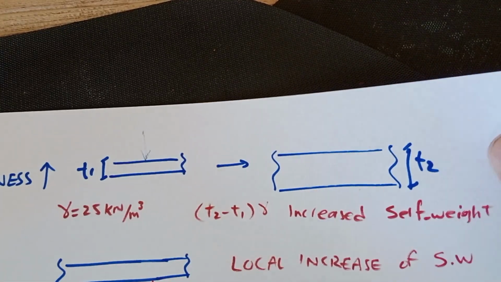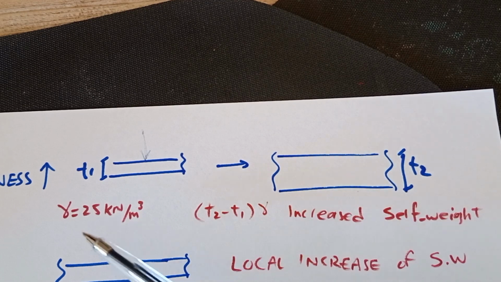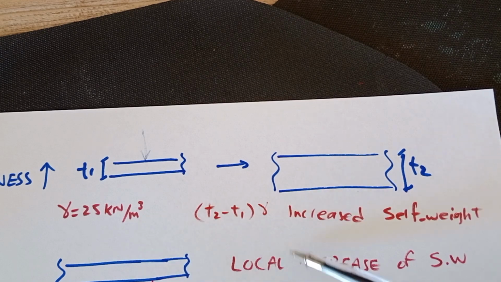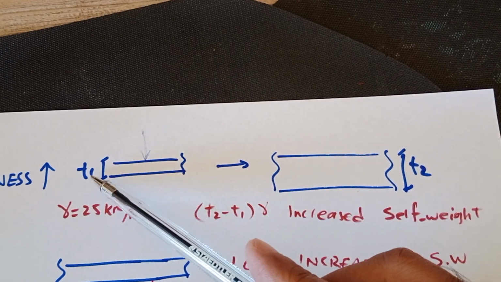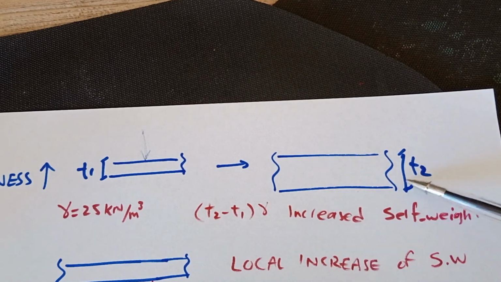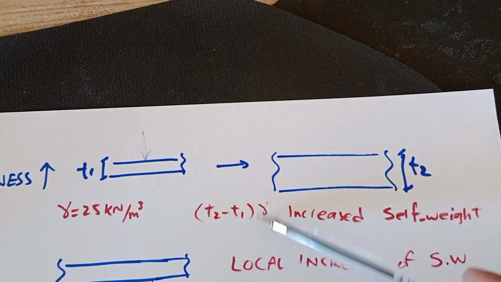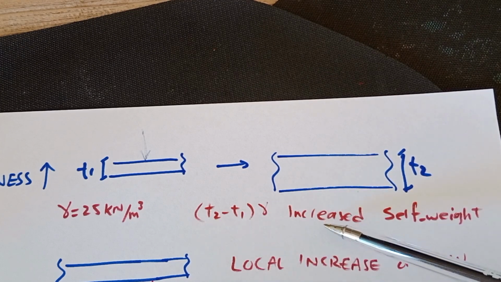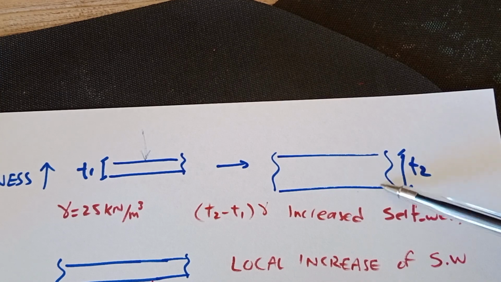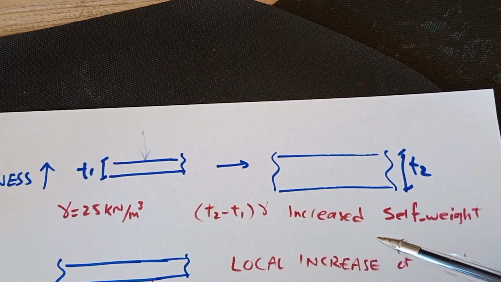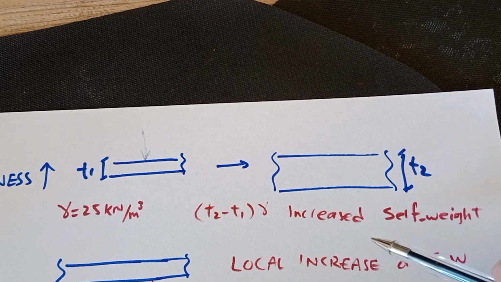But remember, the concrete density is about 25 kilonewton per cubic meter. It means that when we increase the thickness from T1 to T2, we will increase the self weight of the concrete by (T2 minus T1) times gamma. It is a huge load. Let's say in the case of just a 100 mil increase, it will be 0.1 times 25. That means 2.5 kilonewton per square meter, or kPa, increase in self weight.